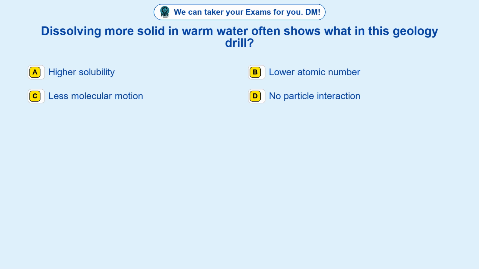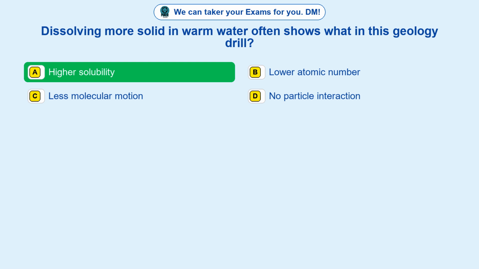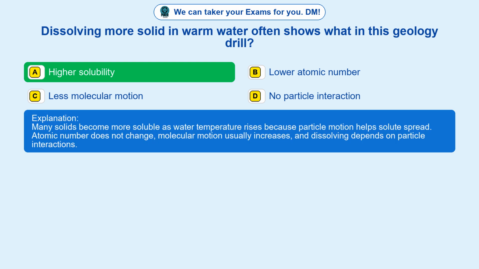Question 54. Dissolving more solid in warm water often shows what in this geology drill? Option A, higher solubility. Option B, lower atomic number. Option C, less molecular motion. Option D, no particle interaction. The correct answer is option A, higher solubility. Many solids become more soluble as water temperature rises because particle motion helps solute spread. Atomic number does not change, molecular motion usually increases, and dissolving depends on particle interactions.